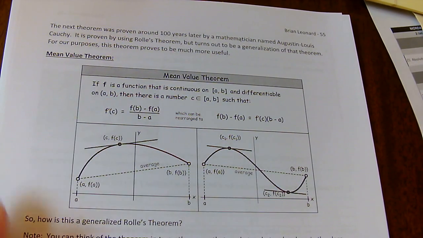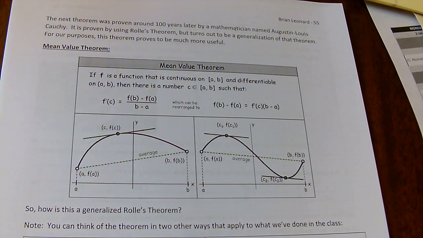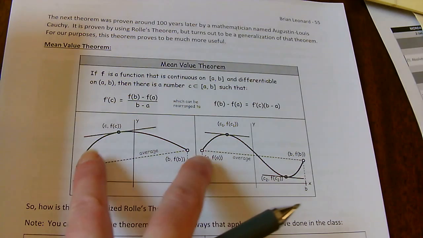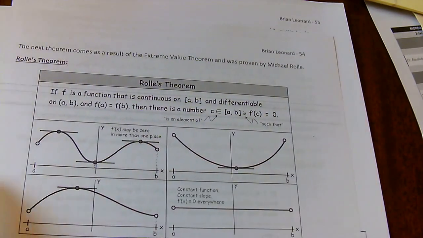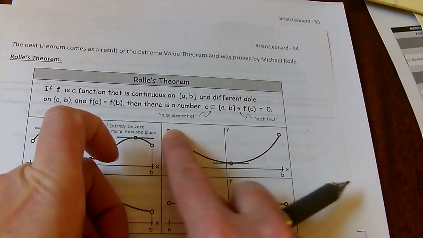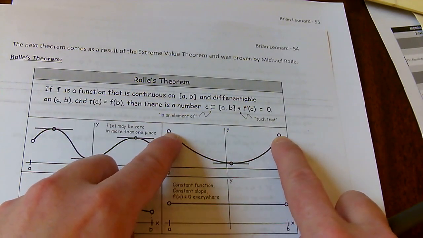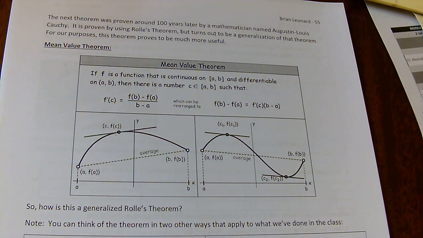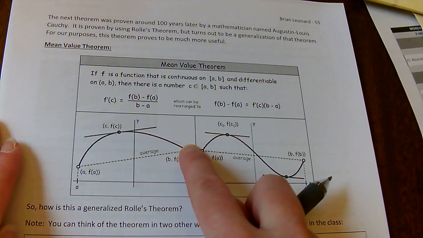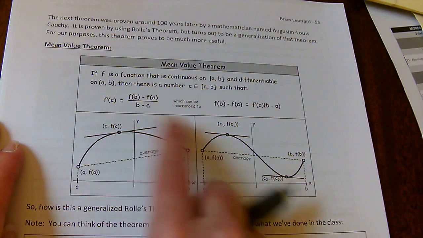Now, how is this a generalized Rolle's theorem? Well, in Rolle's theorem, we said that if the two endpoints were at the same height, then there had to be a point where the derivative was 0. That's because if our two endpoints are at the same height, the average rate of change between those two would be 0, which is the same as this. So the average rate of change is going to be equivalent to the instant rate of change at some point on the graph.